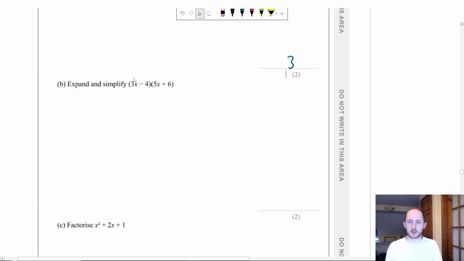So all you need to do is make sure that everything in this bracket has multiplied everything in the other bracket. So 3x is going to be multiplying 5x and 6, and minus 4 is going to be multiplying 5x and 6. So in short, you should have 4 things after you do this question, okay? Which will simplify down to 3 things. Every single time you're expanding double brackets, okay? So you should have 4 things when you expand it.